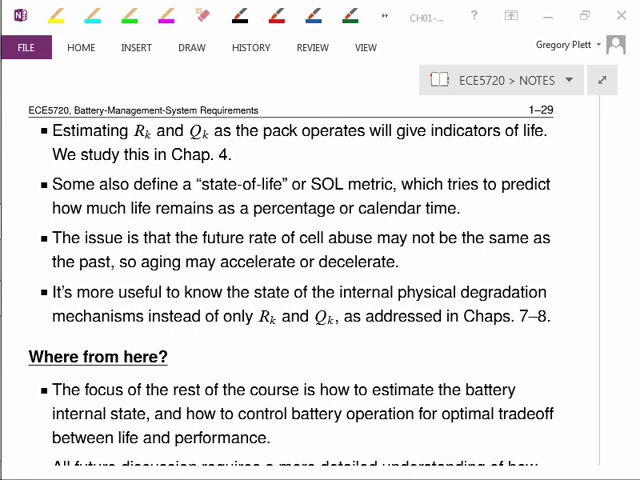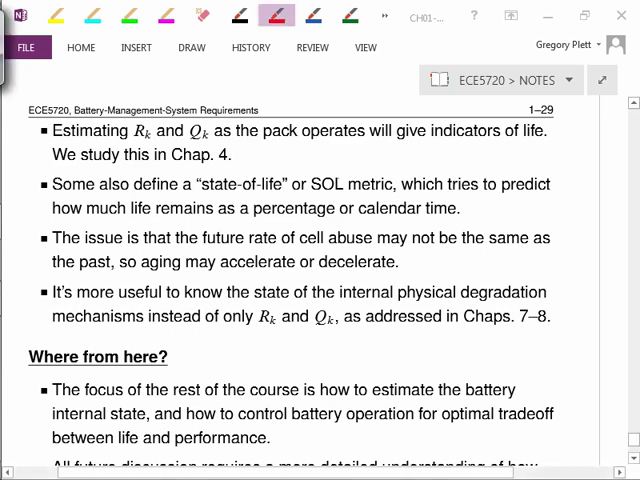It's a predictive quantity, maybe as a percentage or maybe as a calendar saying, oh, you've got 3 years left on this battery pack, or something like that. That's much harder to produce a good estimate of. The issue is that the future rate of cell abuse may not be the same as the past rate of cell abuse. Aging may accelerate or decelerate. You may move from a nice temperate climate to Phoenix and park it on asphalt all the time, where you've got amazingly hot temperatures and your battery pack just rapidly deteriorates. There's no way of knowing what the user is going to do in the future.